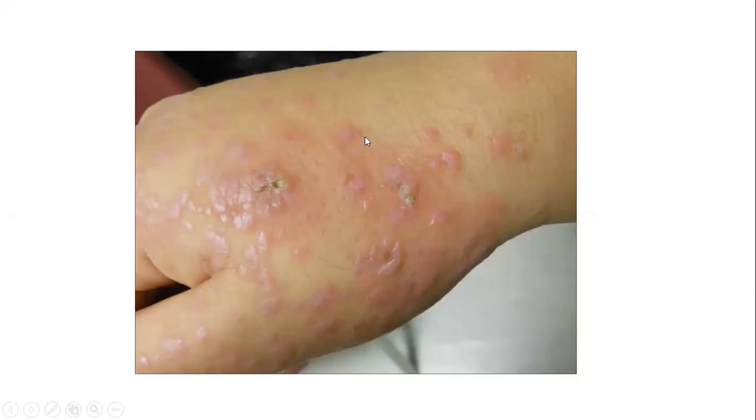Okay, next. Give me the differential diagnosis for this one. I'm focusing on this entity here. The patient has these papules, but then I noticed a blister here towards the base of the thumb.